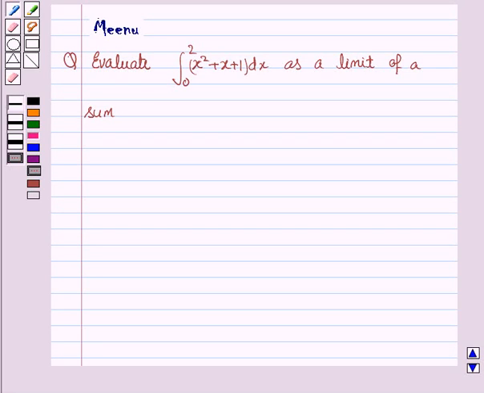Let's discuss the following question. It says, evaluate the integral 0 to 2 of x square plus x plus 1 dx as limit of sum. So let's now move on to the solution.